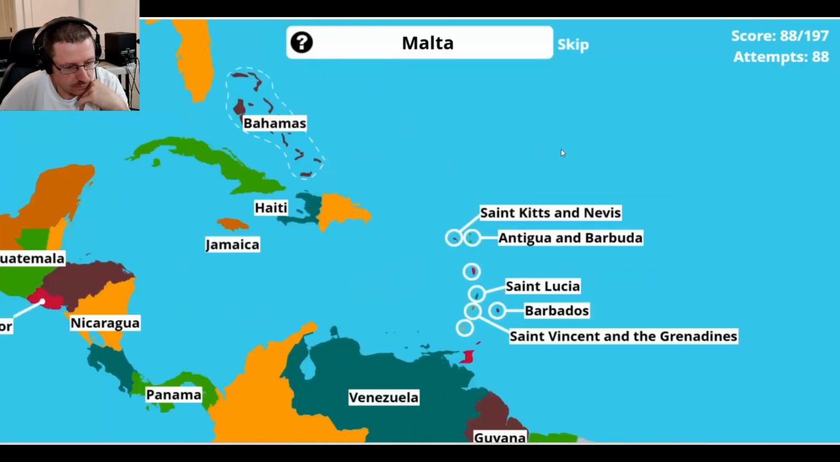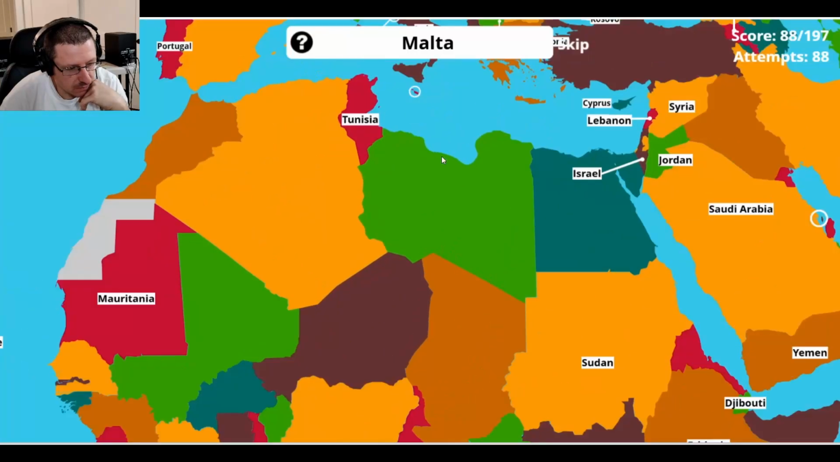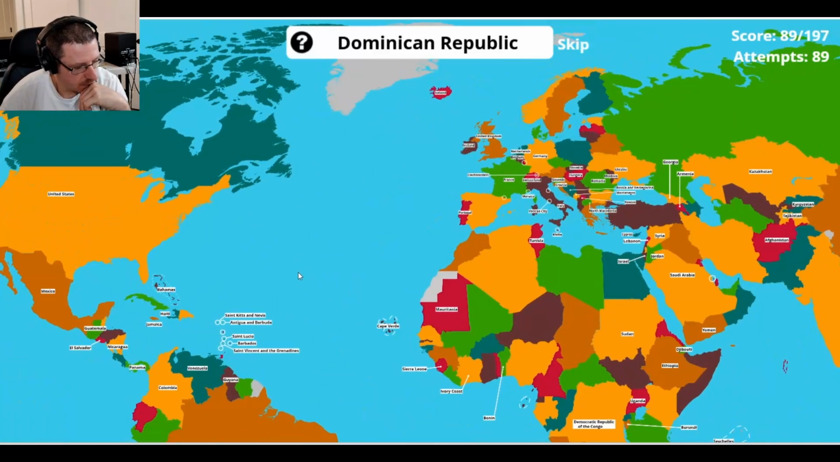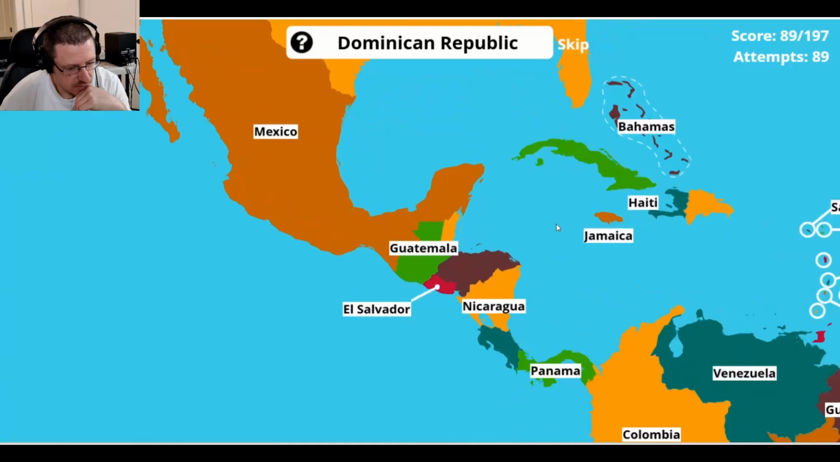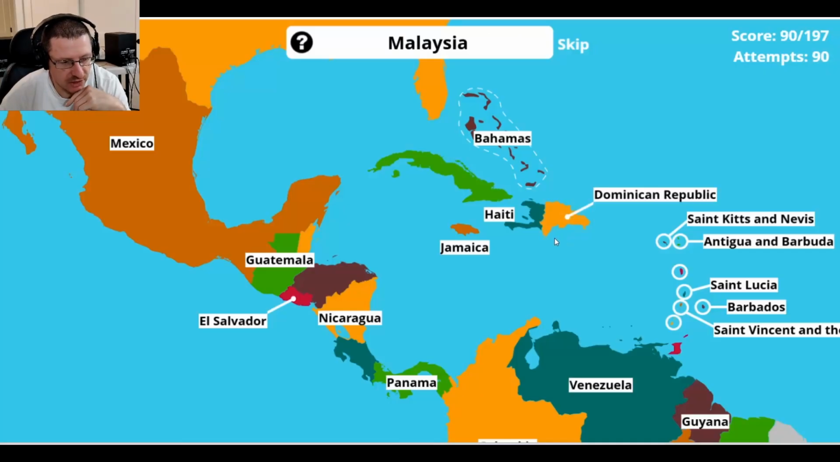Malta. Let's see, Malta is right here on the bottom of Italy. And Malta means honey. Dominican Republic is this big chunk of land right here. Haiti and the Dominican Republic share the same land. The Dominican Republic is the only place in the world where you can find the Larimar, not a diamond, it's a gemstone.